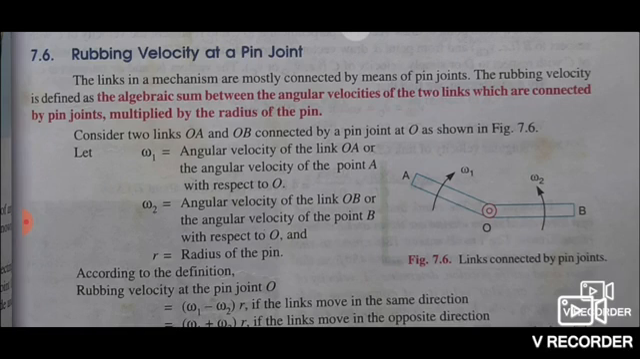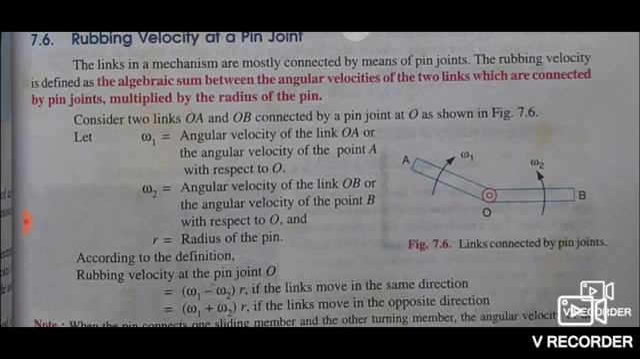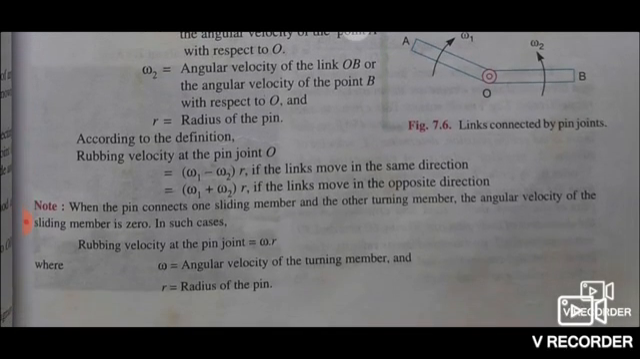According to the definition, rubbing velocity at the pin joint O equals omega 1 minus omega 2 multiplied by R if the links move in the same direction, or omega 1 plus omega 2 into R if the links move in opposite directions. Here is the diagram for links connected by pin joint on the right side.